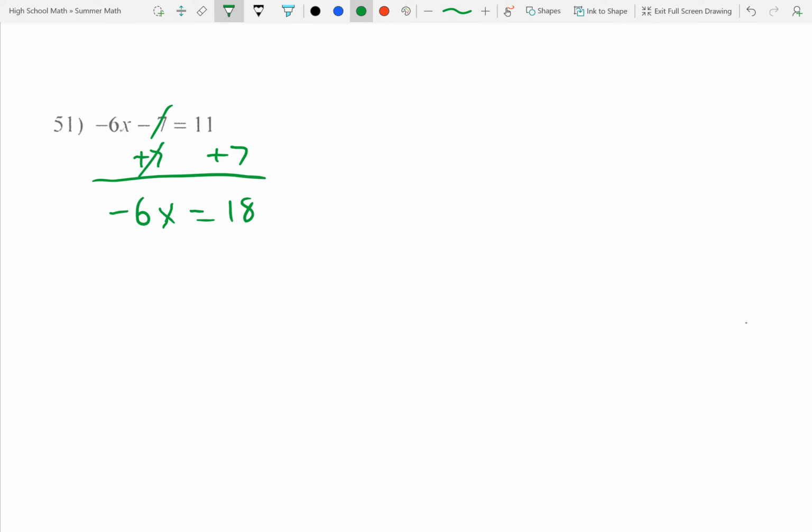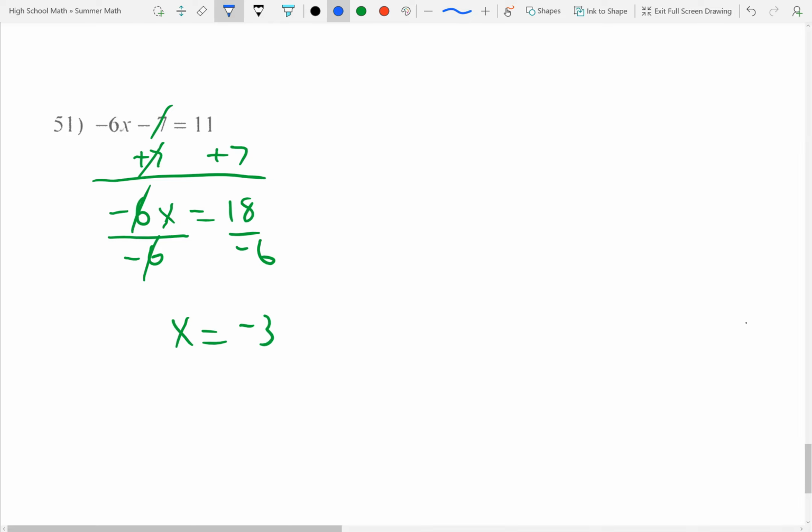We have a negative 6 times x. I know because they're connected. Connected means multiply. Undo that multiplication with division. Dividing by my coefficient. Negative 6 divides negative 6 to leave x. 18 divided by negative 6 is a negative 3.